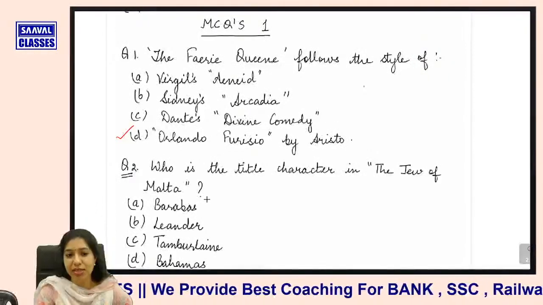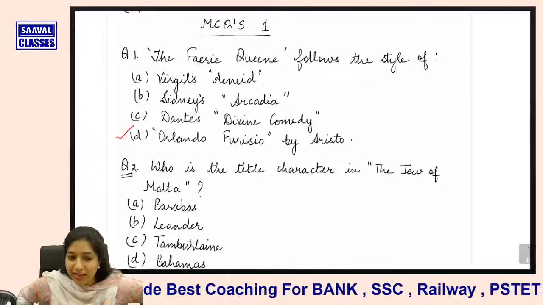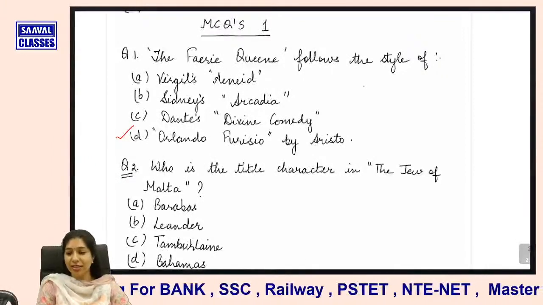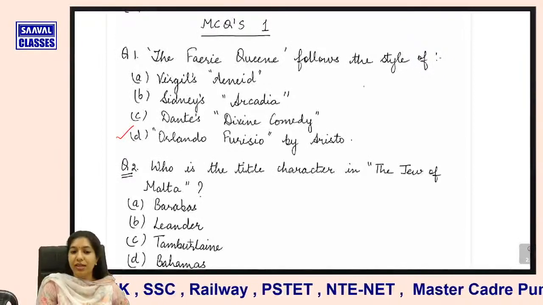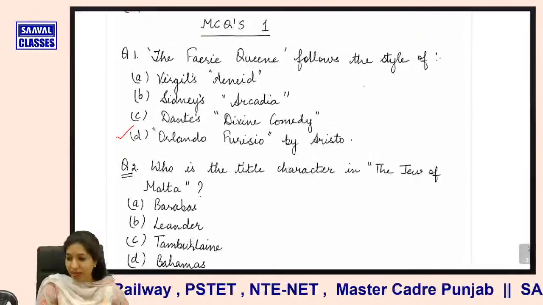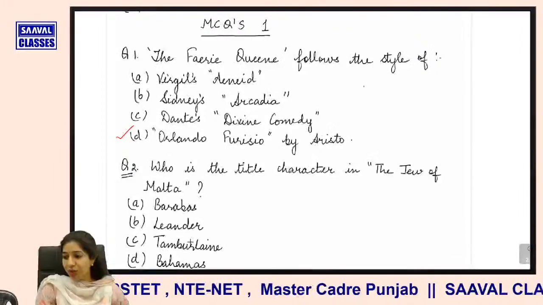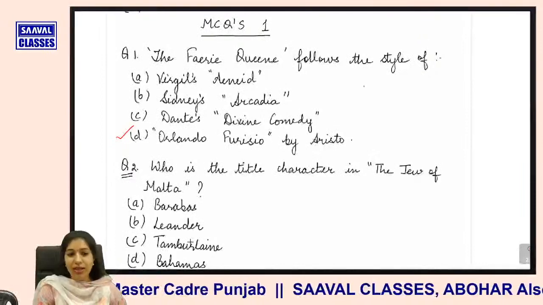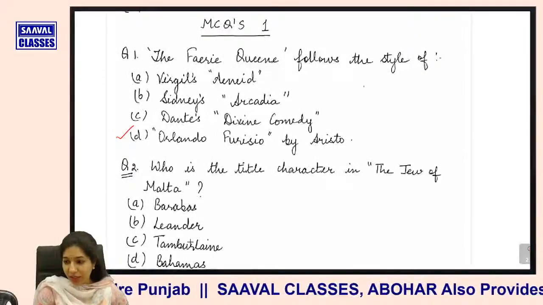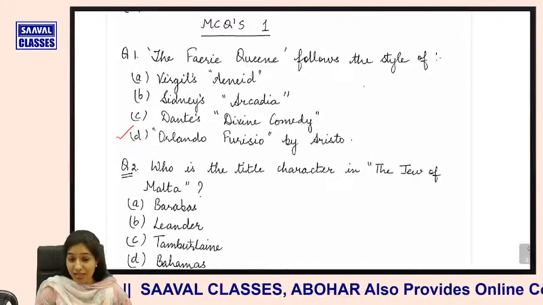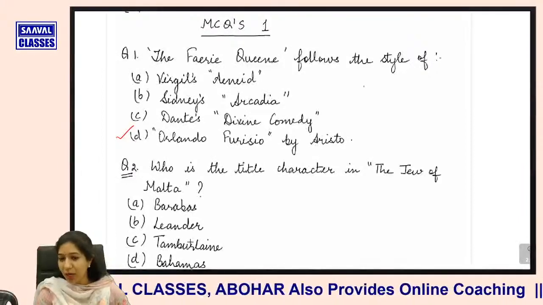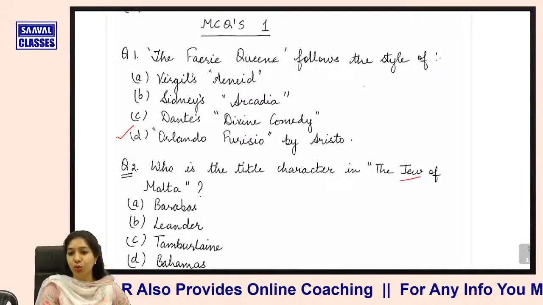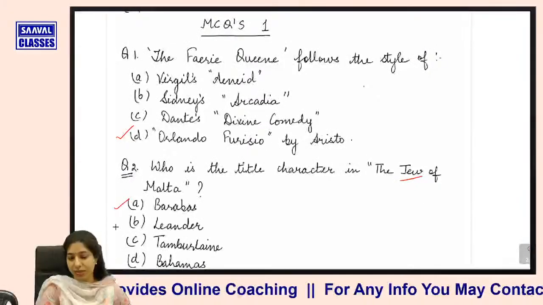The second question is, who is the title character in The Jew of Malta? So the title character, you all have read Christopher Marlowe, right? And you all have read even the summary of this play by Christopher Marlowe. So the main character, the title character, who is the Jew, is Barabbas, right?